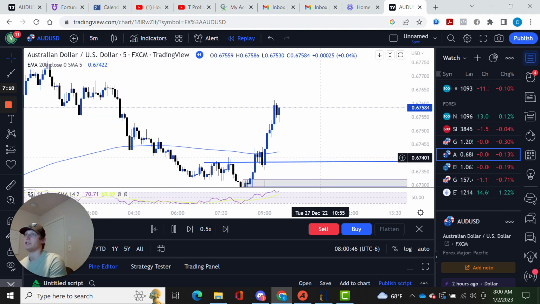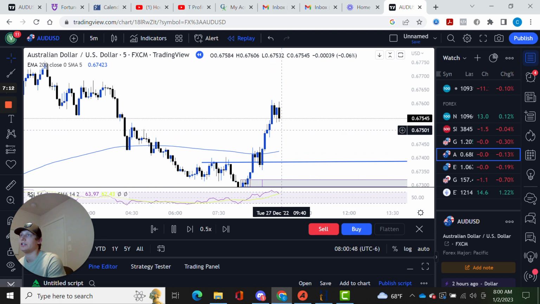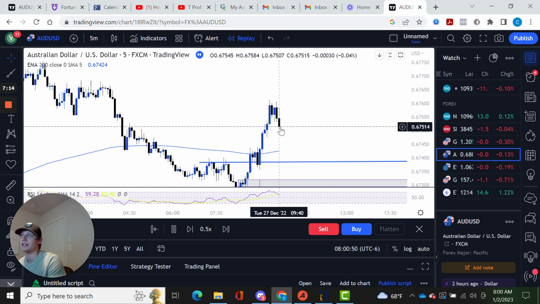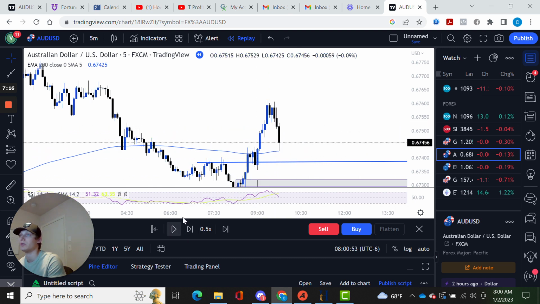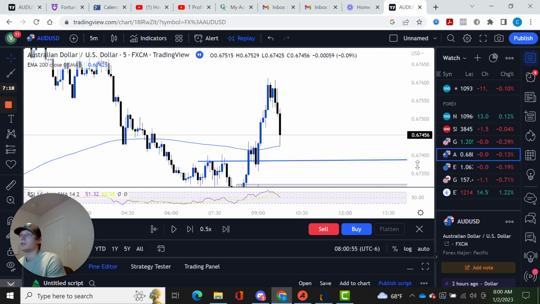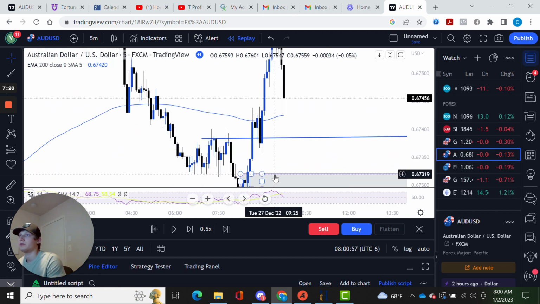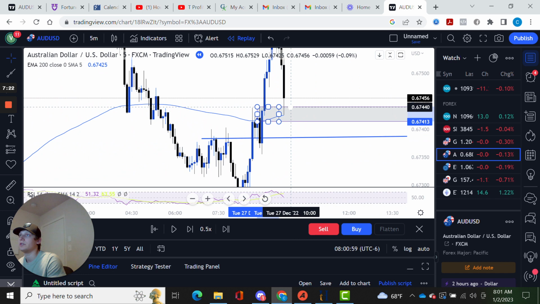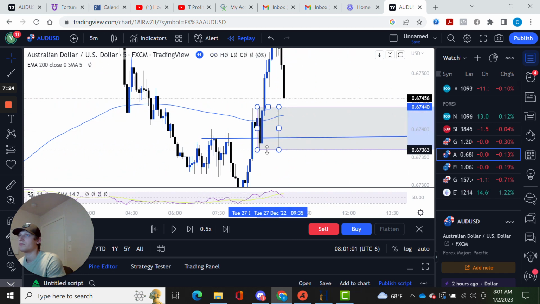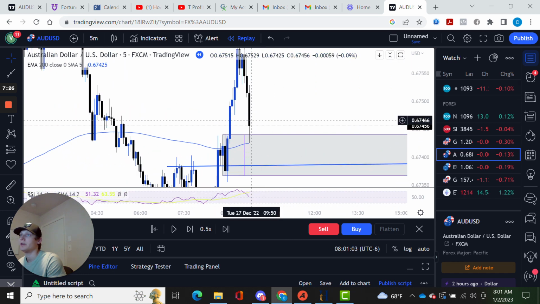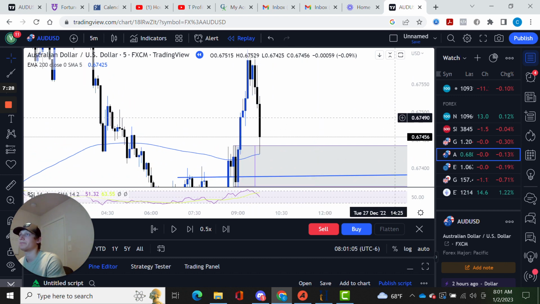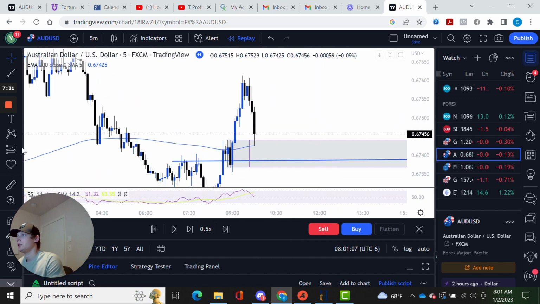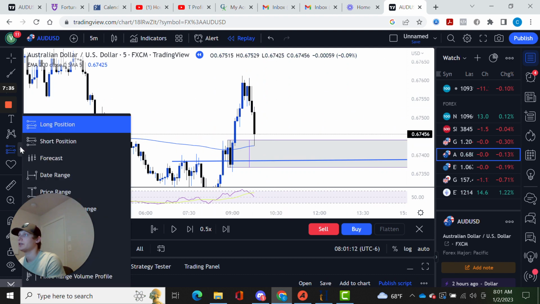Looks like price might just keep taking off. And then you want to keep an eye on the time here. So this is already getting to almost 10 o'clock. Okay, let's hold on. I'm going to move this demand zone up here. Now price has tapped into this demand zone again. So let's see if this is going to be right here.